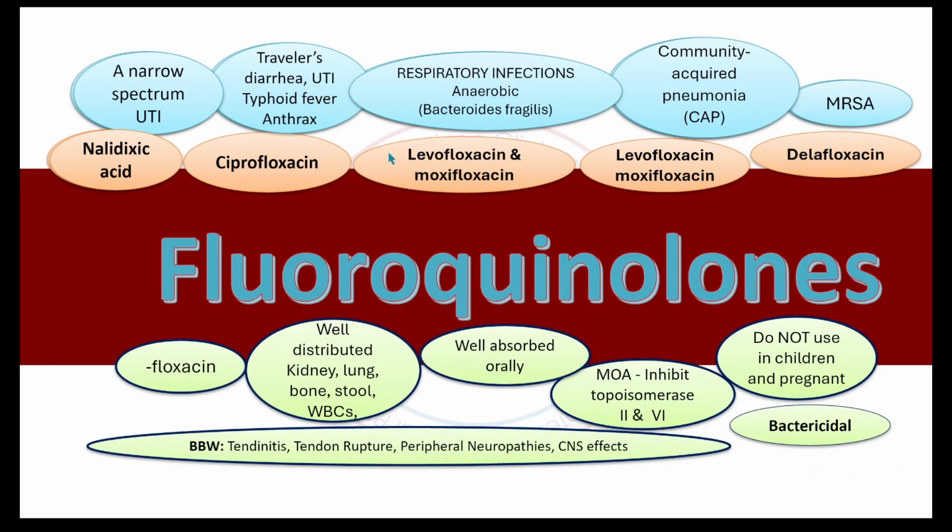Moving to levofloxacin and moxifloxacin. As we mentioned, this is a synopsis of fluoroquinolones. Levofloxacin and moxifloxacin are considered respiratory infection antibiotics, so used for treatment of respiratory infection, and used for treatment of anaerobes. For example, when we have Bacteroides fragilis, we use levofloxacin or moxifloxacin. Levofloxacin and moxifloxacin are used for pneumonia, specifically community acquired pneumonia, CAP.